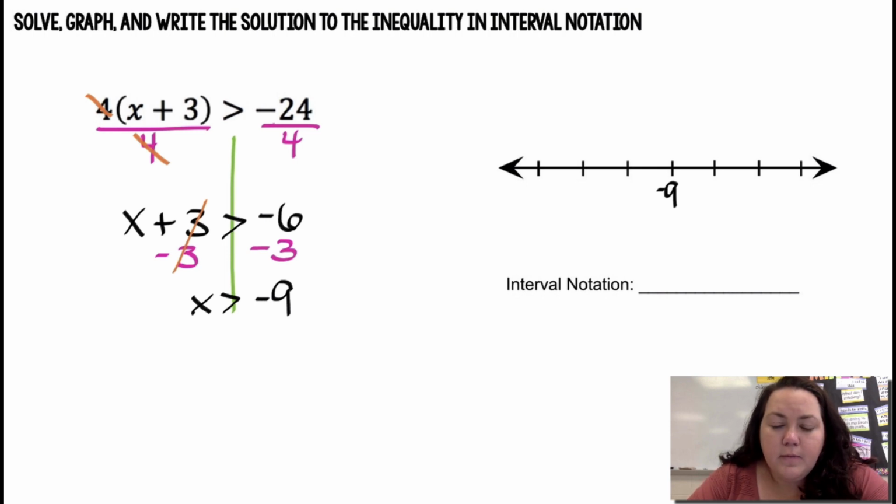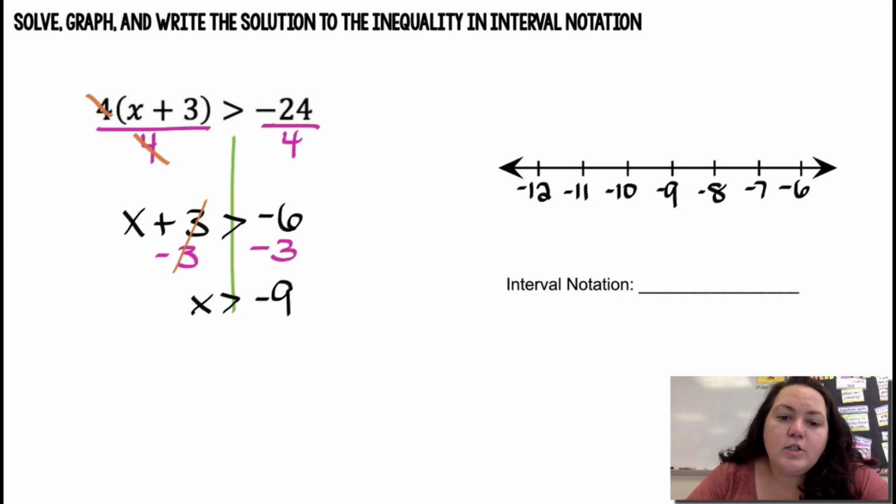I'm going to put that in the middle. And if I go to the right, those are going to be bigger numbers. So negative 8 is bigger than negative 9, negative 7 is bigger than negative 8, negative 6 is bigger than negative 7. And then the other direction will be smaller numbers: negative 10, negative 11, negative 12.